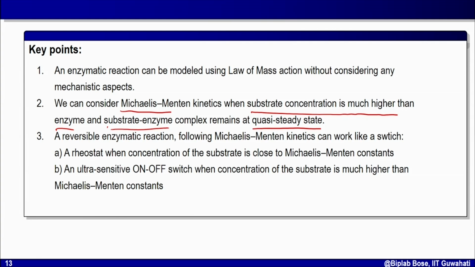If I have a reversible reaction scheme which works as a switch in a large cascade, and if both processes, the forward and reverse reactions, follow Michaelis-Menten kinetics, then I can get a switch which has two behaviors. When the substrate concentration is close to the Michaelis-Menten constant, the switch will work like a rheostat. When the concentration of the substrates is much higher than the Michaelis-Menten constant, the same reversible reaction switch will work as an ultrasensitive on-off switch. That's all for this module.